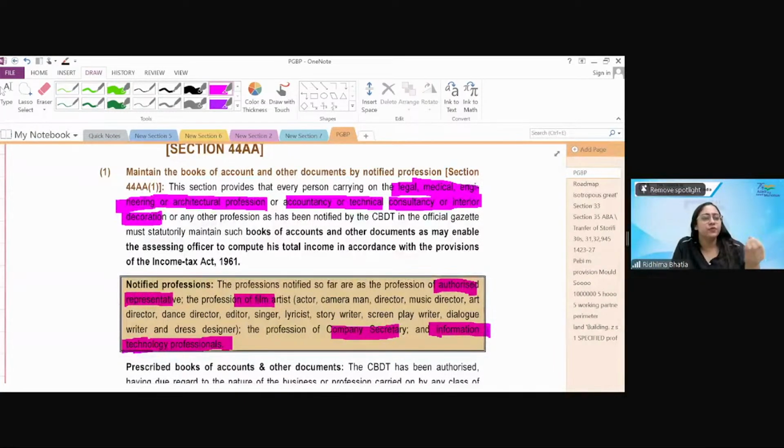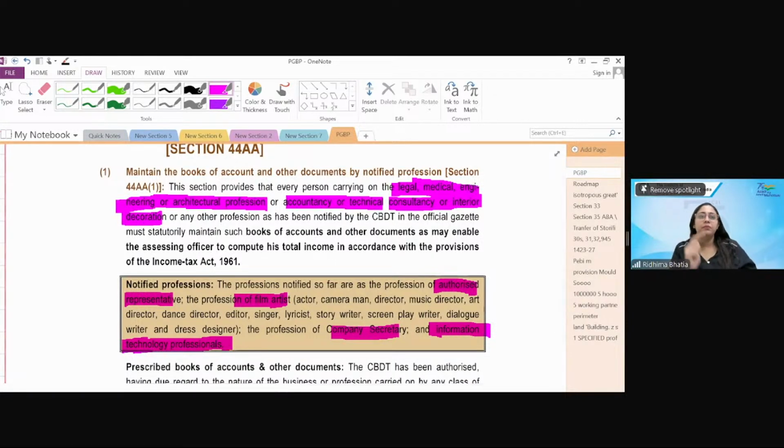Teaching is a profession, tuition is a profession, makeup artist is a profession. All of these are professions, right? Influencer is also a profession, but there are notified specified professions which are legal, medical, engineering, architect, accountancy, technical consultancy, interior decorator, authorized representative, film artist, and film artist includes everyone involved in the film: actor, cameraman, director, music director, songwriter, editor, dancer, choreographer, screenplay writer, dialogue writer, dress designer. Okay, company secretary and IT professionals.